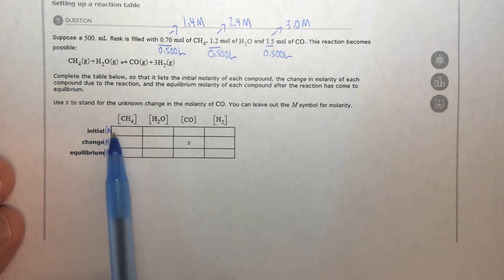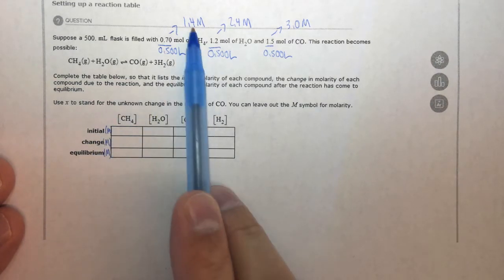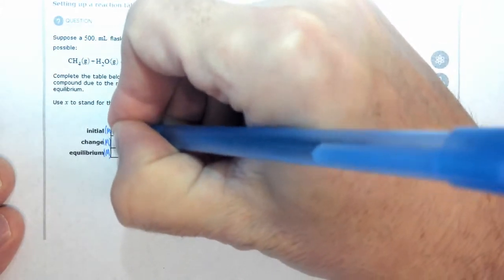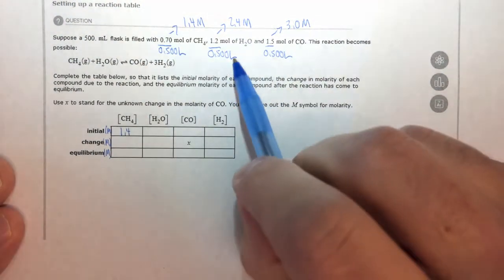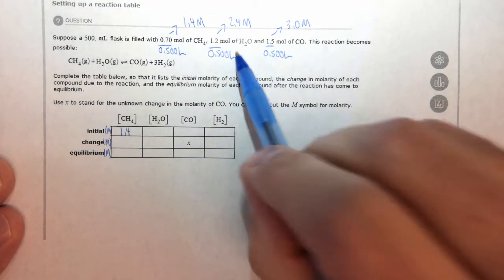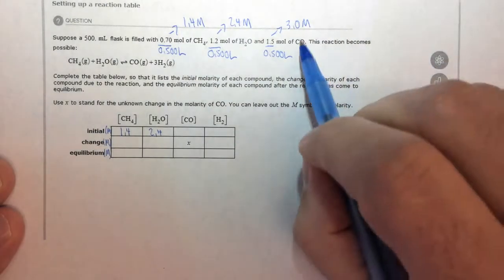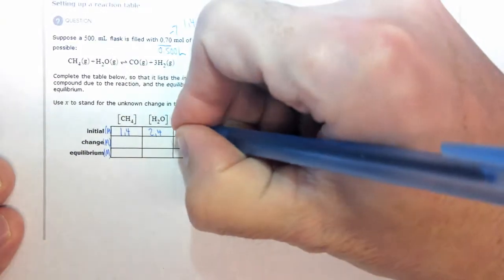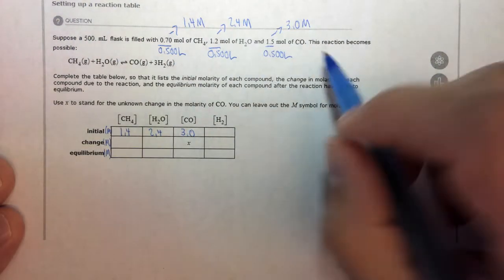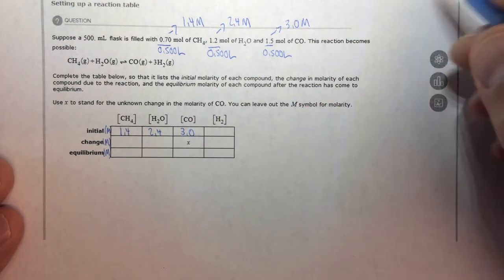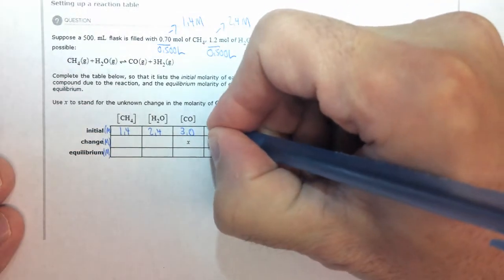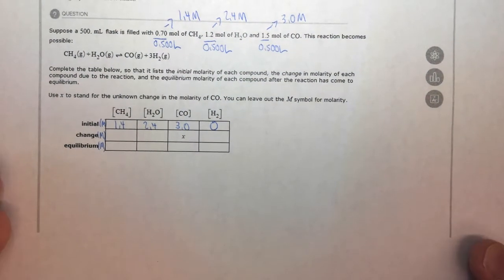So the initial concentration of methane, what we start with, is 1.4 molar. In the case of water, it is 2.4 molar. In the case of carbon monoxide, it is 3.0 molar. And we didn't add any hydrogen to the flask, so the initial concentration of hydrogen is 0.